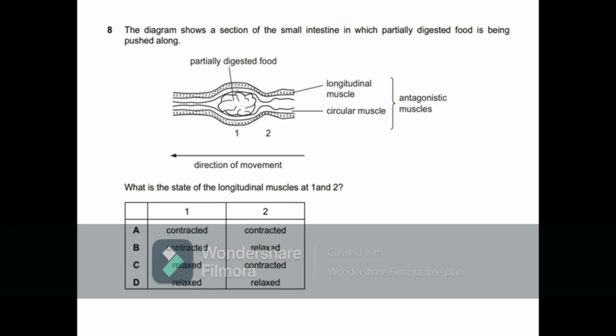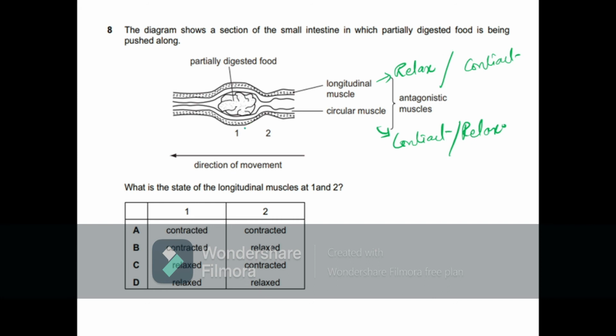Okay. So you can observe here there are two types of muscles, longitudinal muscles and circular muscles. They are antagonistic muscles. Antagonistic muscles means they work in opposite fashion. When longitudinal muscles relax, what will happen with the circular muscles? They contract. And when they contract, the longitudinal muscles relax. So they are basically antagonistic muscles. They are working together but in opposite fashion.